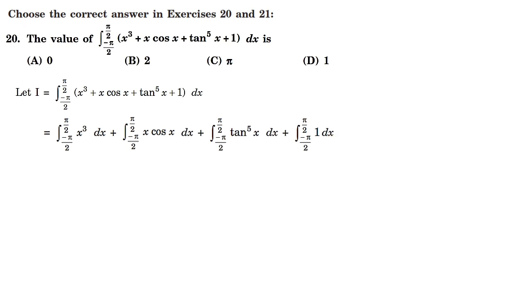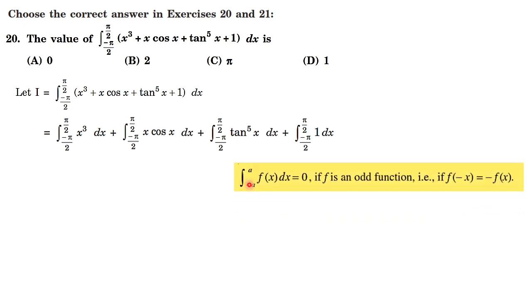So here first of all we have to use a particular property, and the property is integral minus a to a f of x dx is equal to 0 if f is an odd function. So let's check which one is an odd function here. Odd function means clearly f of minus x is equal to minus f of x. Let's take f of x is equal to x cube.